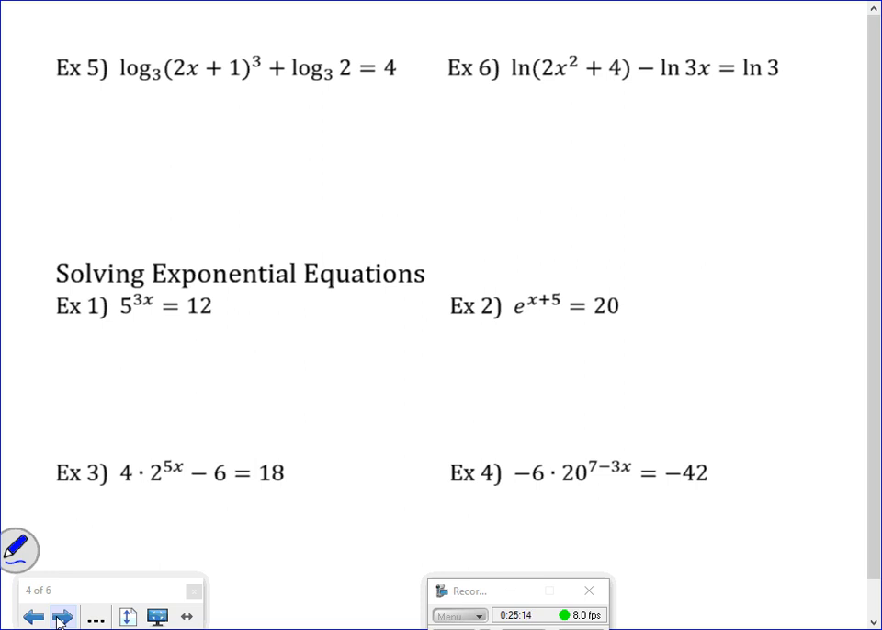Condense, right? Put these two together. So I got log base 3. I have to multiply 2 times (2x plus 1) to the third. I'm going to put the 2 in front, because usually the little numbers go in front: 2x plus 1 to the third.